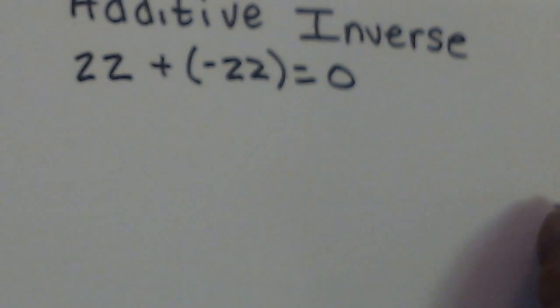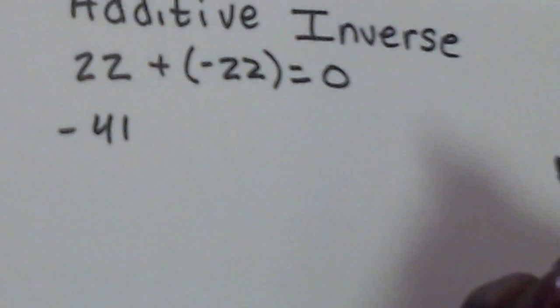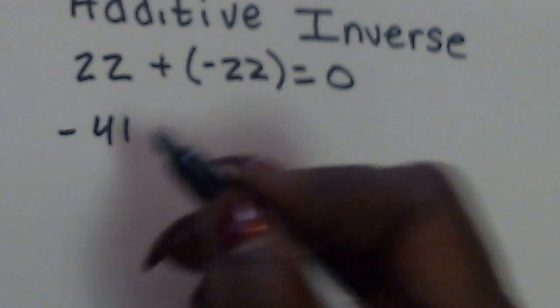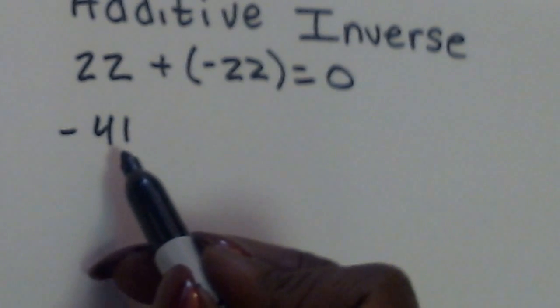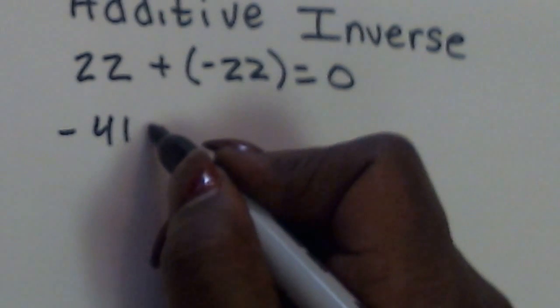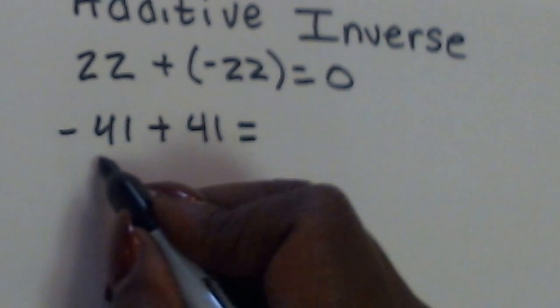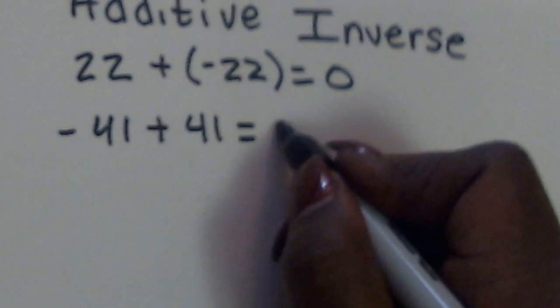Now it also works if I had negative 41. If I had negative 41, I need to find the number that I can add to it that will bring it to 0. So if I had a negative 41, I would add a positive 41. Negative 41 plus 41 equals 0.